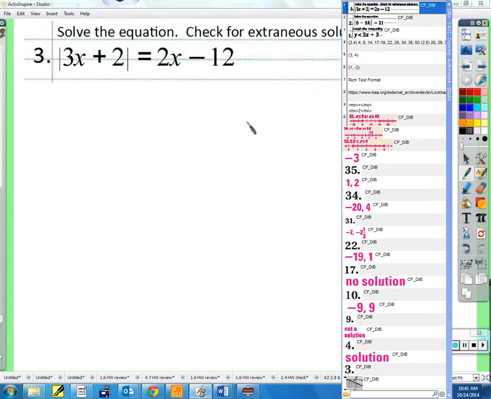How about this one? We're going to need to check our solutions at the end of this one. Yeah, there's an x on the other side. What if we put something in for x that gives the right side to be negative? Well, that wouldn't be good. That wouldn't be possible. So we do need to check that out.